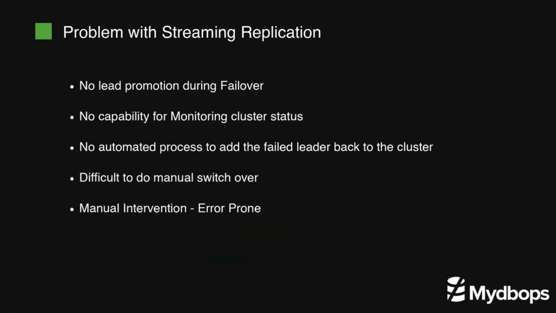And it is very difficult to do a manual switchover. If you have a lot of replicas, you need to do the failover and you need to point all your other replicas to the new master. It will take a lot of time. And as it requires manual intervention, there are high chances we can make mistakes, or we may promote some wrong replica in a hurry. These are the problems that we can face with the existing streaming replication.